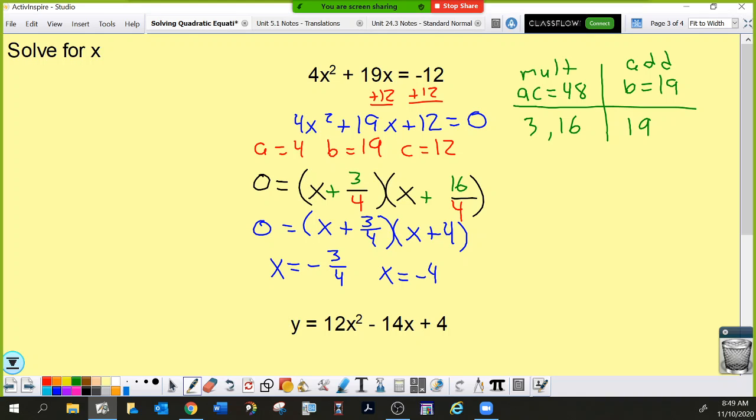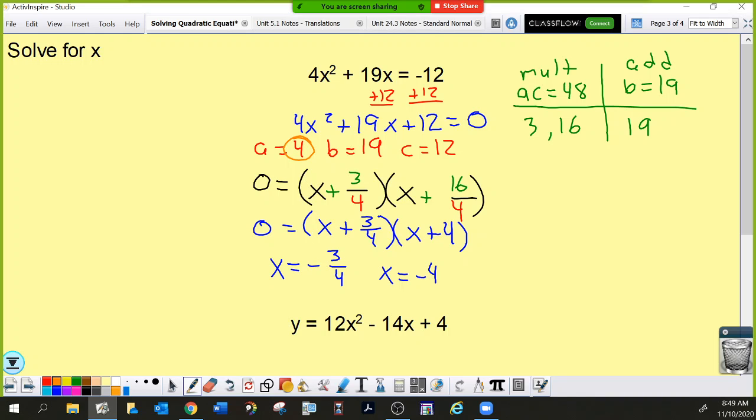Mr. McCutcheon? Yes, ma'am. Can you explain where you got the 4 again, please? Which 4? The red one, the blue one, the green one? The red one. Oh, there is no green one. This 4 that I put underneath the 3 and the 16? Yeah. It's always over A, whatever your A value is after you've pulled a GCF. Now, this one had no GCF. So the A value is always going to go underneath the two numbers you find in your T table. Thank you.